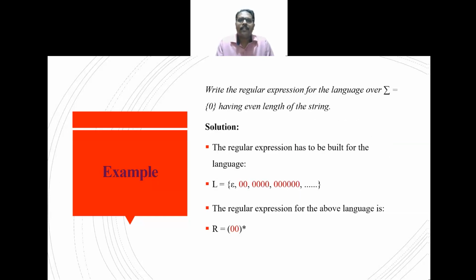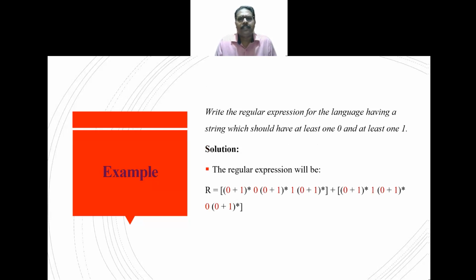Then consider another statement. Write the regular expression for the language over alphabet sigma equal to set {0} having even length of string. Here there is only one alphabet, one symbol 0, but the string must have even length: 0, 2, 4, 6, etc. So the regular expression for the above language can be written as R equal to (00)*.